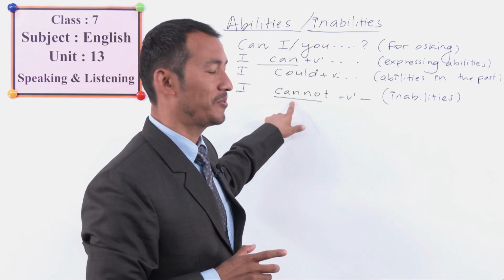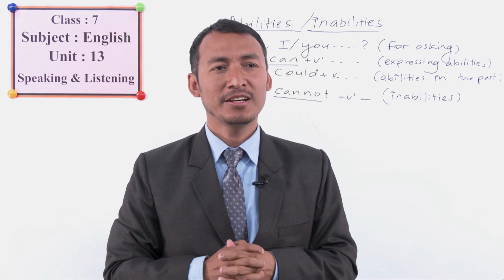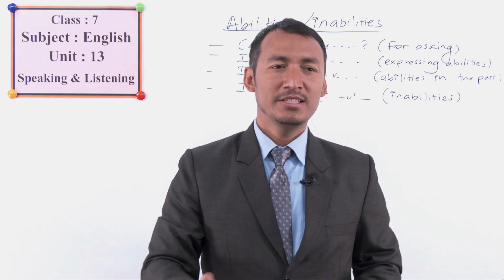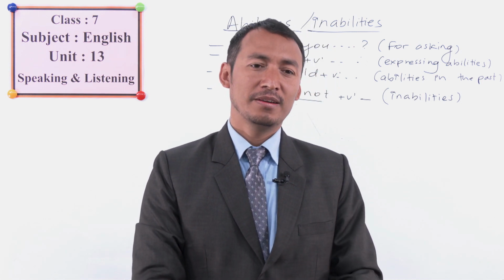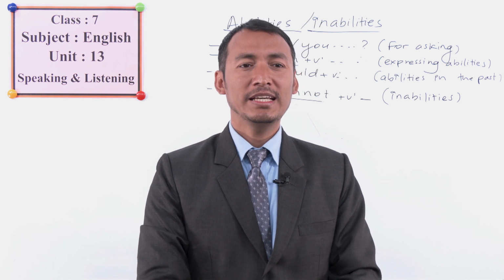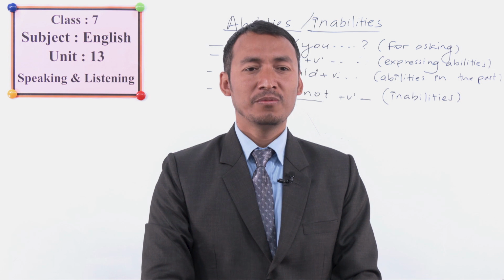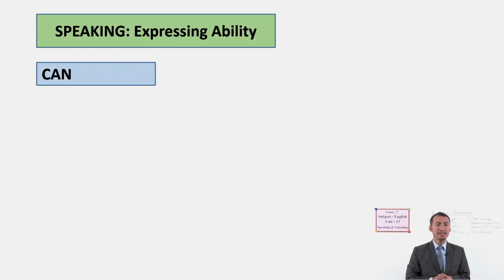When you write, we say cannot. When you generally speak, we can say the short form can't. Okay, students? So we notice these things, so we will see further exercises for this. So let me once again make you clear about this. We are talking especially about can, the word can, for expressing our abilities.